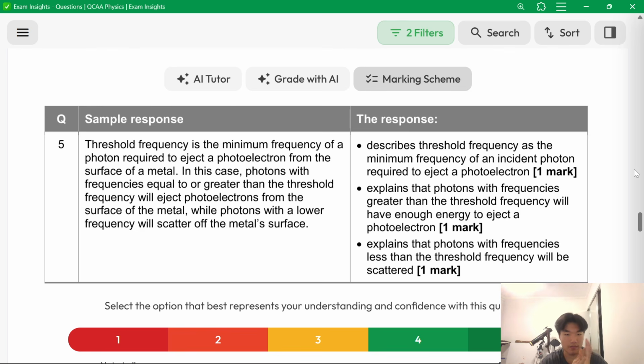In this case, photons with frequencies equal to or greater than the threshold frequency will eject photoelectrons from the surface of the metal, while photons with low frequency will scatter off the metal surface.